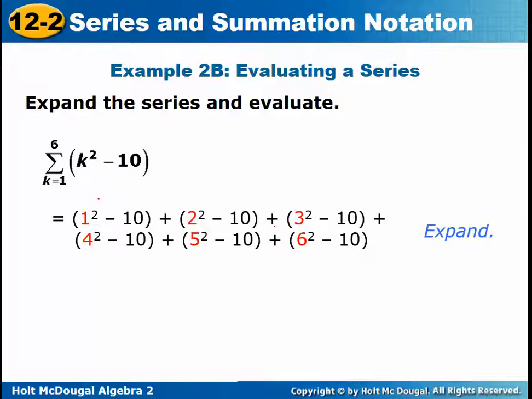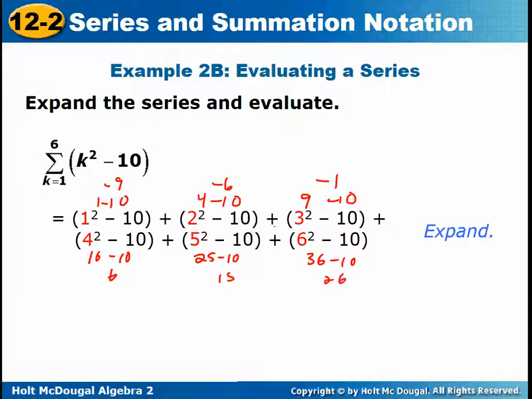So 1 squared minus 10 would be 1 minus 10, which is negative 9. 2 squared minus 10 would be 4 minus 10, or negative 6. 3 squared minus 10 would be 9 minus 10, which is negative 1. 4 squared minus 10 would be 6. 5 squared minus 10 would be 15. And 6 squared minus 10 would be 26. So we add all of those together, and the answer is 31. So that is your answer to this problem.